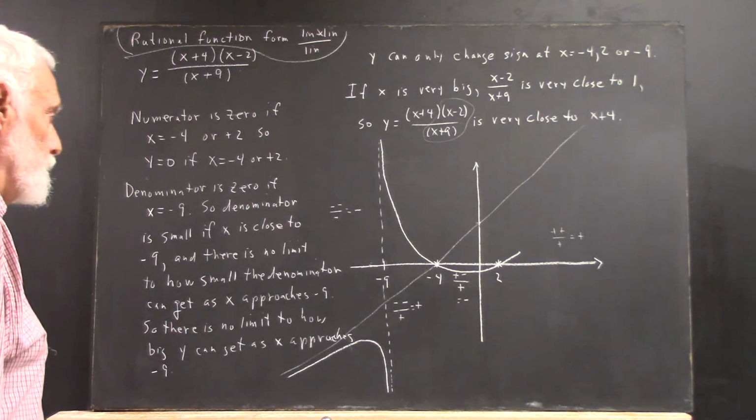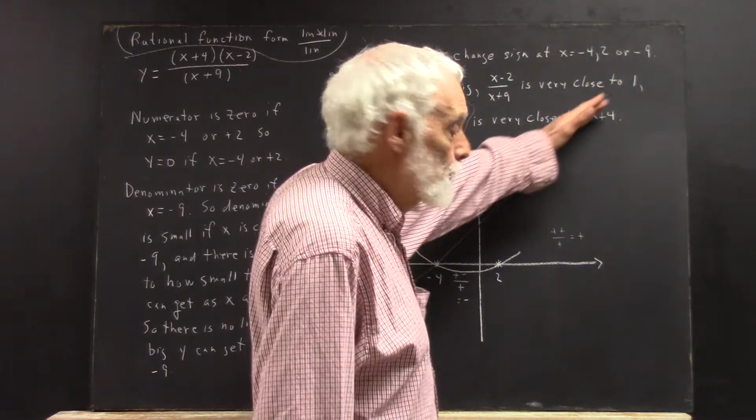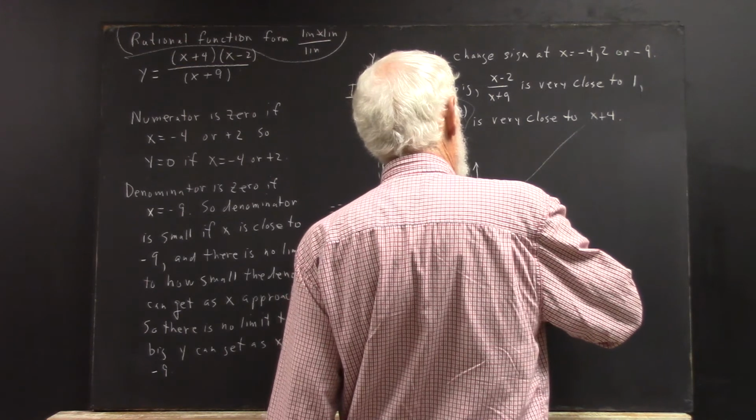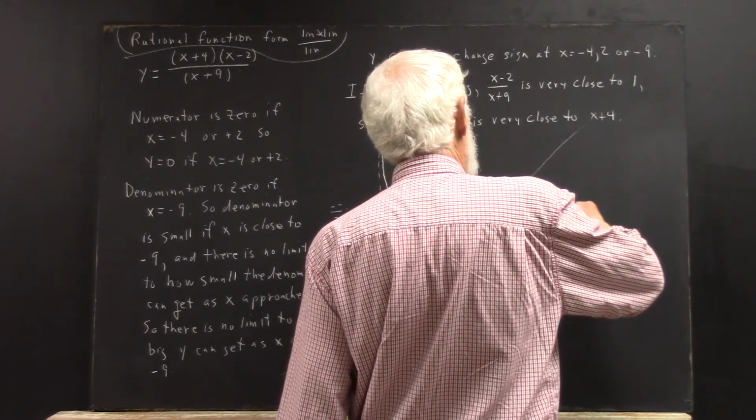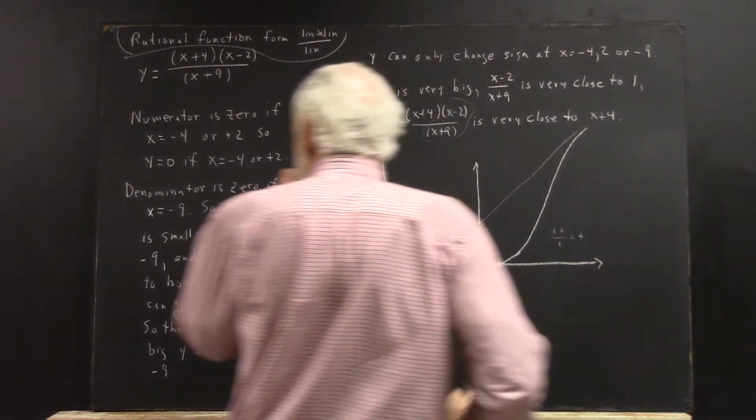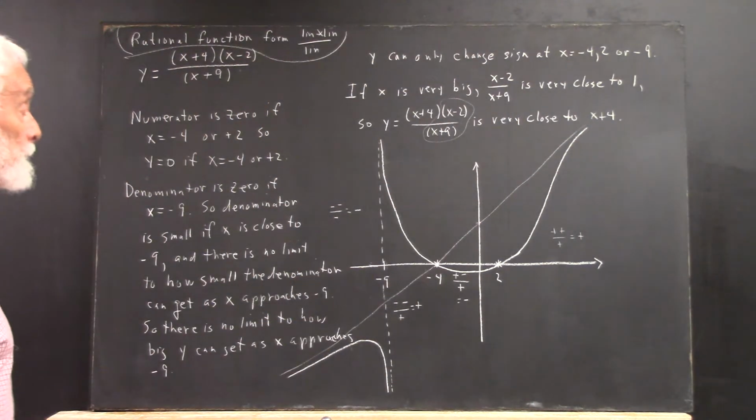Now what does it have to do? It has to approach this line. So it's going to come up like so. At some point it'll probably have a point of inflection. Excuse me, you can learn about that in calculus.